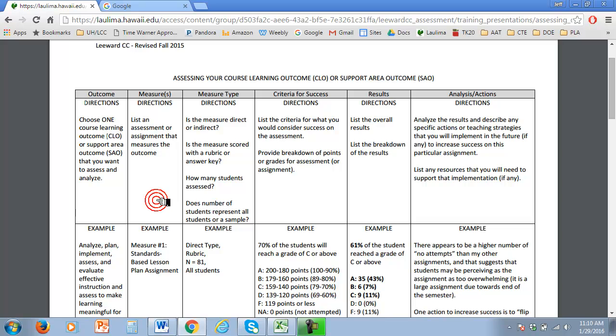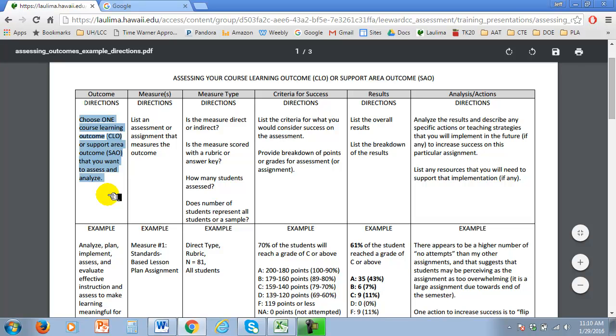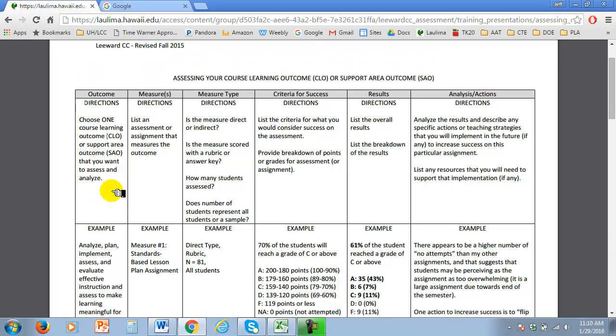To get started, the first thing you would want to do is choose one of your course learning outcomes or support area outcomes that you want to assess and analyze. However, sometimes it's very difficult for us to know exactly what has been used in the past to support those learning outcomes. So sometimes it's just easier to start with an assessment or assignment that you think measures that outcome. For example, I chose the standards-based lesson plan that we do in my class as a way to measure this course learning outcome. The idea is that I can say that if students do well on this assignment, then they can do well on that course learning outcome.